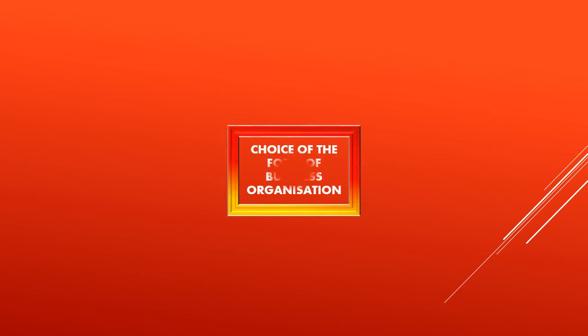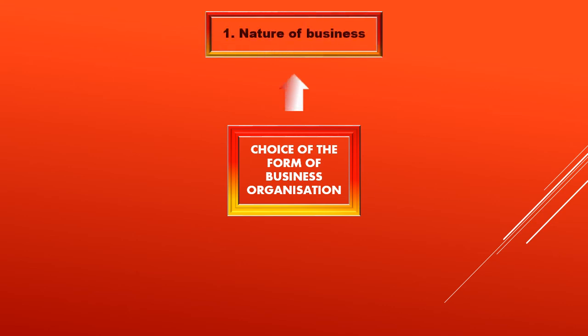So let us look into all the different choices that can be made to form a business organization. Choice of the form of business organization. The first is the nature of the business. If you are alone handling the business, then it can be a sole proprietorship. But if you want to pool some skills and funds, as with tax consultants or wholesale trade, partnership is better. But if you want a larger size business, then private and public companies.